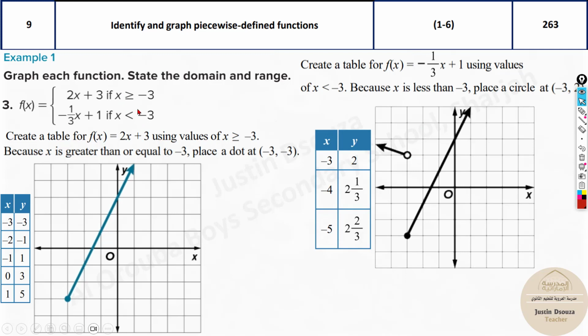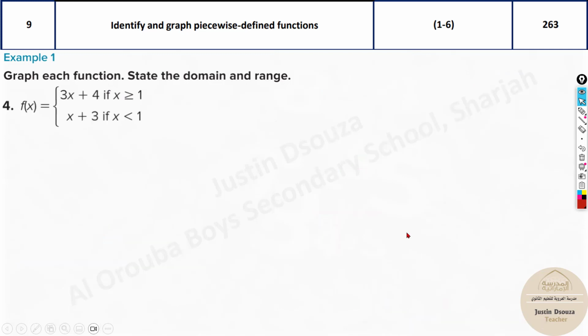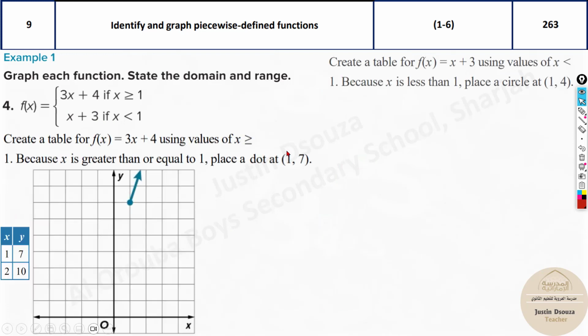See here, this equation is having only less than. So it is a hole. Whereas this one is having a point. That's it. This next one is also the same. You can check over here.